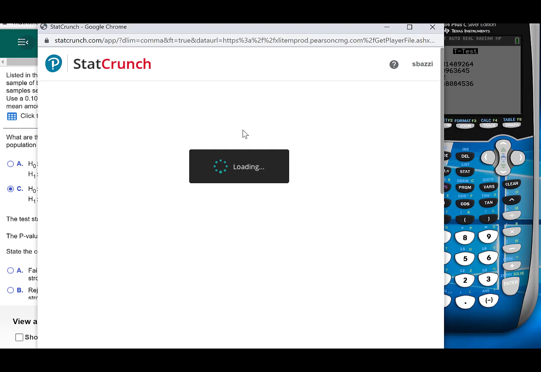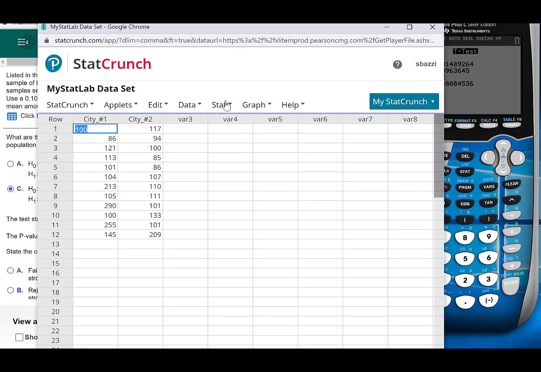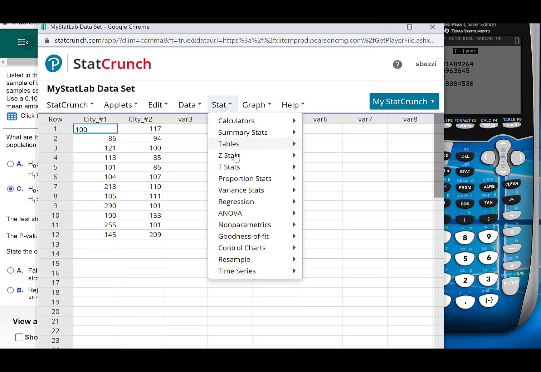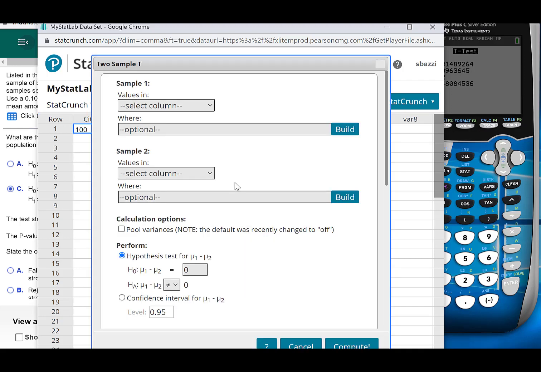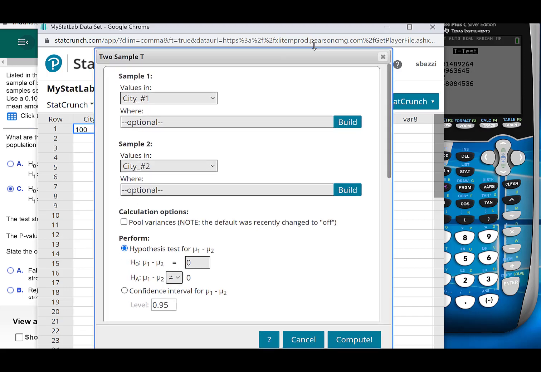All right. Okay, let's go to stat. T-stat. It's mostly t-stat. 2-sample, guys. With data. I don't have with summary. He gave me the actual data. Select column 1, city number 1. Select column 2, city number 2. We're doing different: mu1 minus mu2 different from 0. So that's good. That's what we want. And let's hit compute.